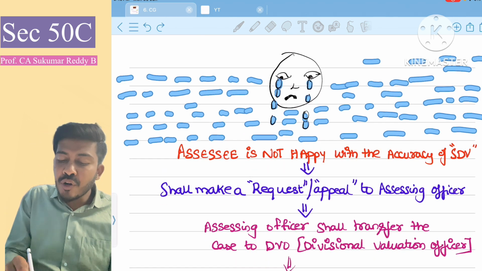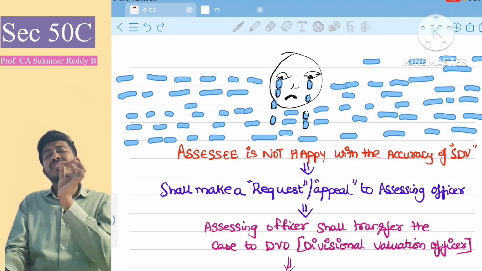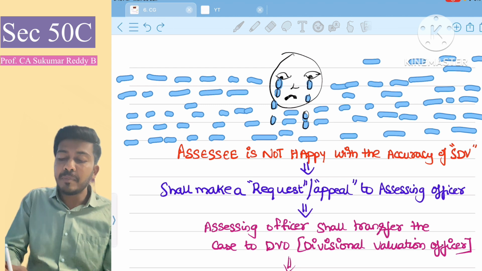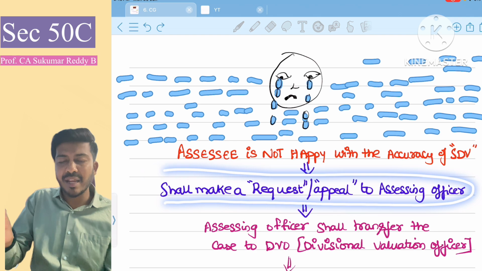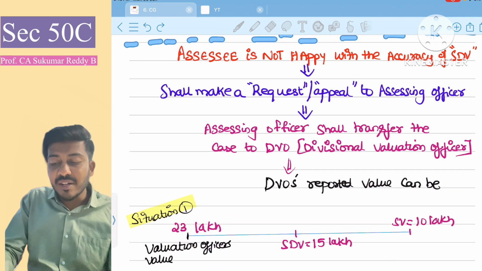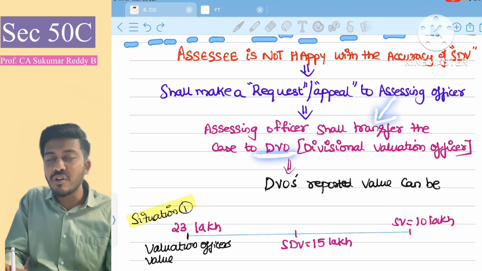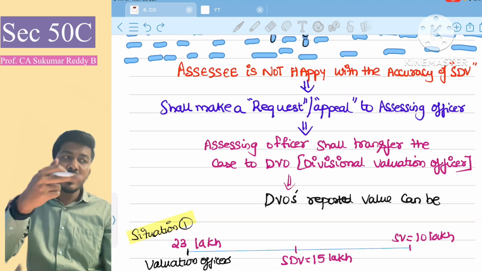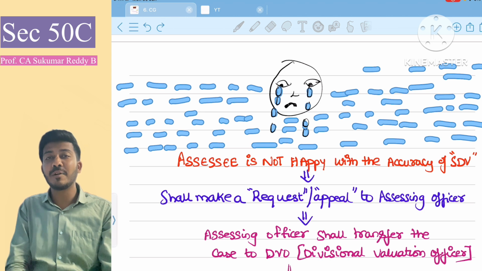If the assessee is not happy with the accuracy of the stamp duty value, if the assessee feels that the stamp duty value is a false SDV, then please don't cry. You go and make a request to the assessing officer, the income tax officer. On making a request, he will straight away transfer the case to the engineer who is called the valuation officer, the divisional valuation officer. This divisional valuation officer will come for verification in your area. He will decide what is the actual value of that property.